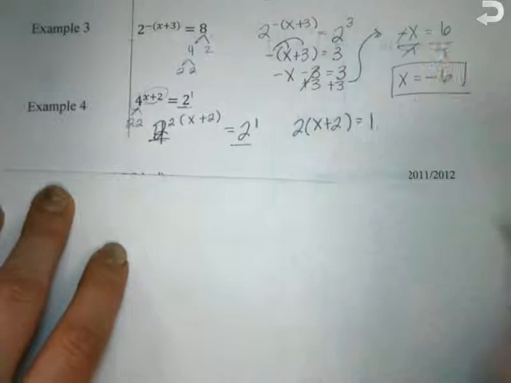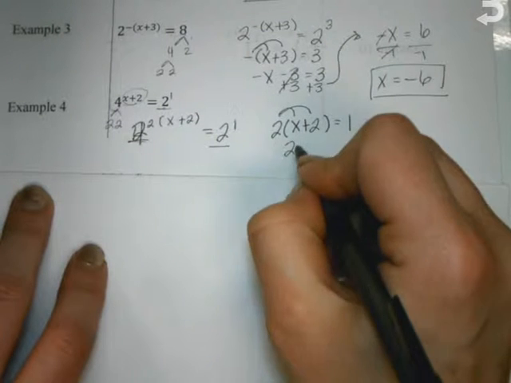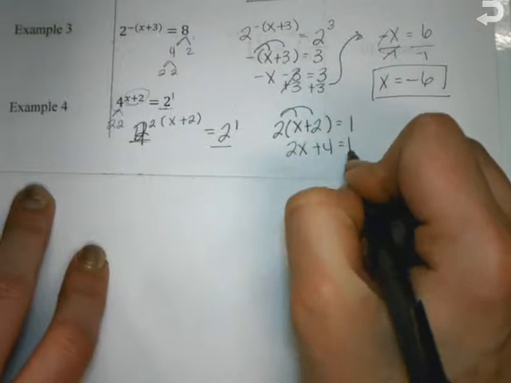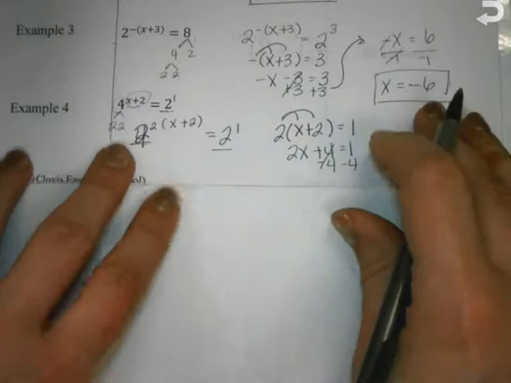Distribute. 2x plus 4 equals 1. Subtract 4 from both sides. So 2x equals negative 3.